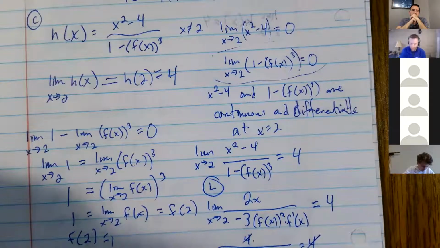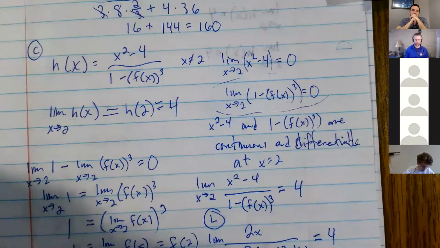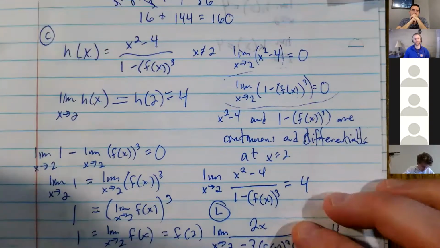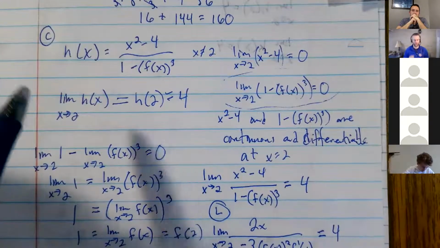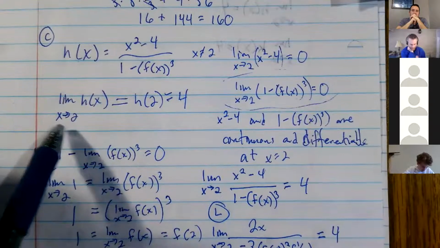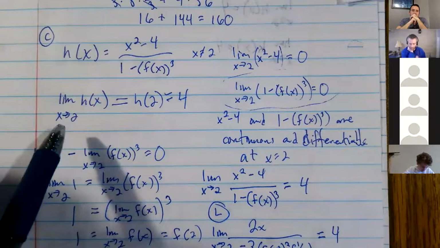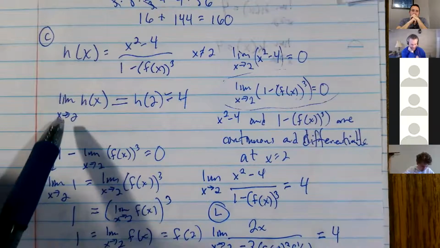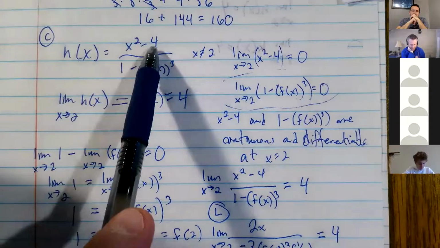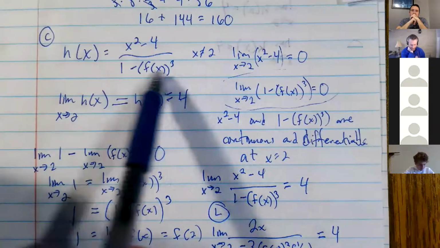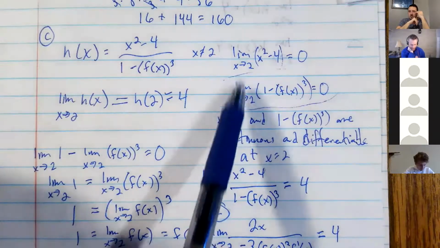All right, so the first thing that we have to remember is that if you can evaluate this limit using L'Hopital's rule, what does that mean? That means that the numerator must be approaching 0 and the denominator must be approaching 0 individually.